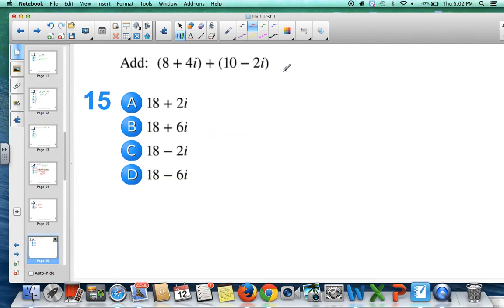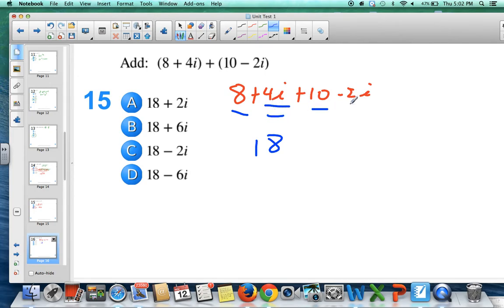And now I'm looking at this. This is key. This is not multiplication. Do not FOIL. This is plus. We're just going to write it like it is. 8 plus 4i plus 10 minus 2i. And just go back to Algebra 1 and combine like terms. 8 and 10, that's 18. 4 minus 2 plus 2i. 18 plus 2i is the answer.